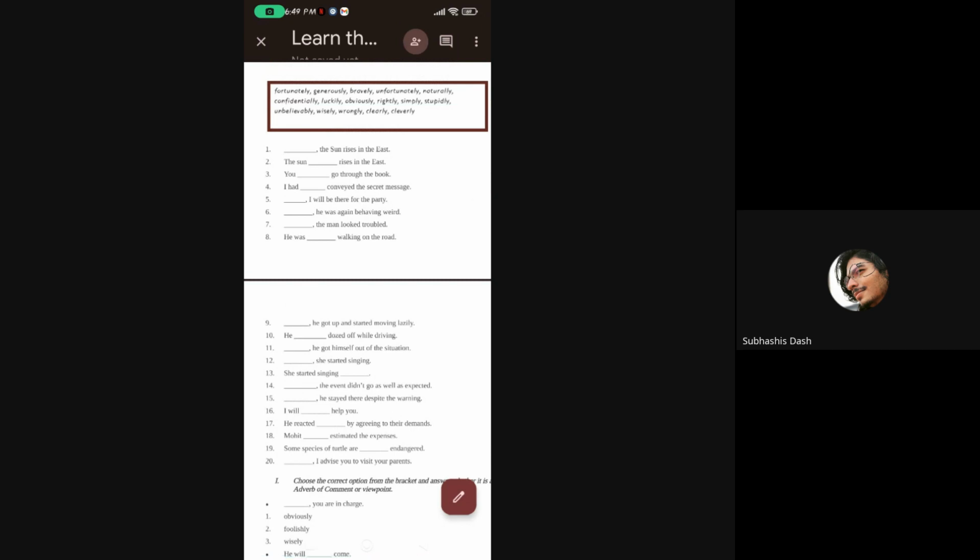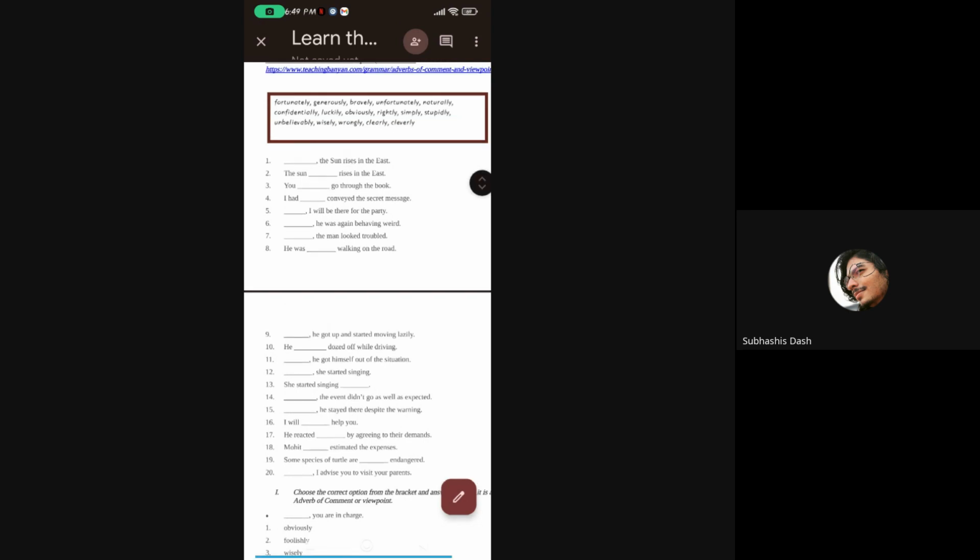Next one, 12th one, dash, she started singing. Generously. Generously, no. Why? In this case, would beautifully qualify, ma'am? Beautifully, she started singing. Yes, you can, but we don't have it here. Beautifully is right, you can use. I think based on what you have here, you can use maybe unbelievably here, nothing else. Unbelievably, she started singing. Okay.